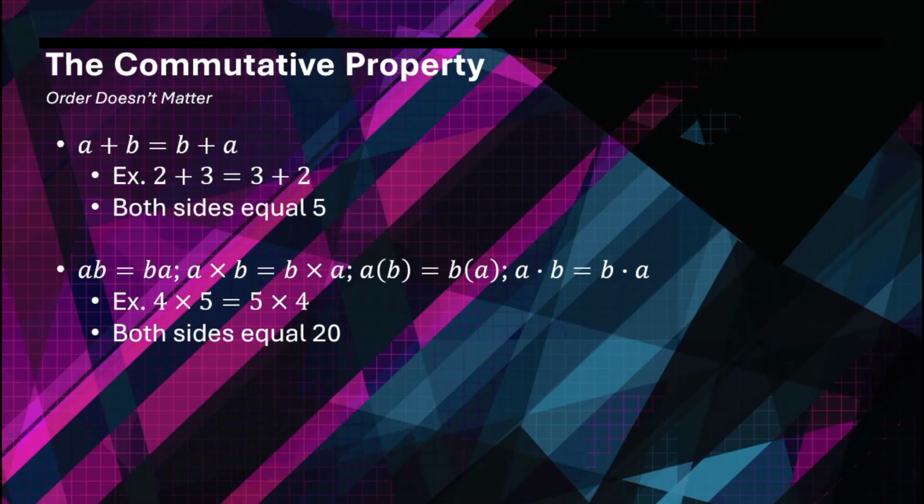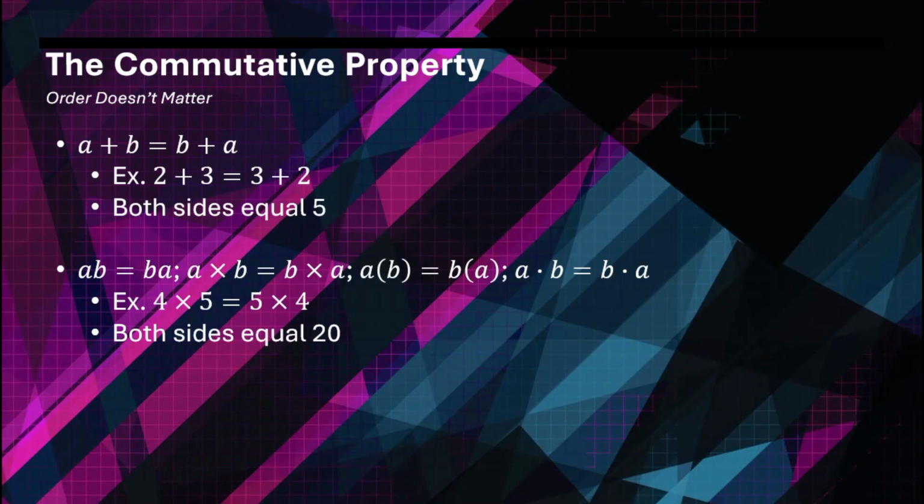Then in multiplication, and I have several different ways of writing that multiplication down below in this second example, but basically if you have A times B, that is the same as B times A. So in this example with numbers, we have 4 times 5 is the same as 5 times 4. Again, you could have a cluster of 4, 5 times, or you could have a cluster of 5, 4 times. Either way, both sides end up being 20. So multiplication is also commutative.